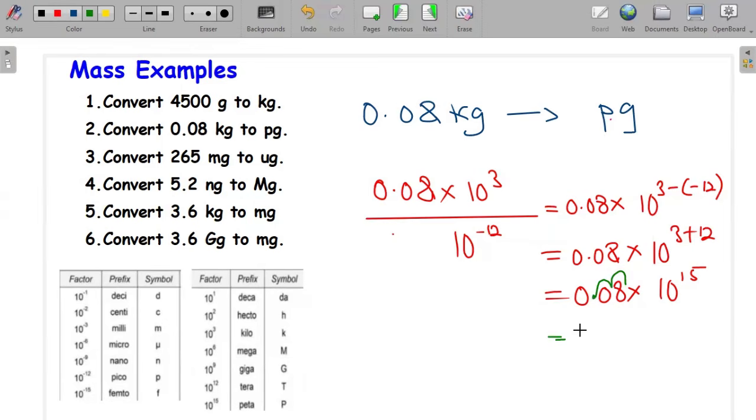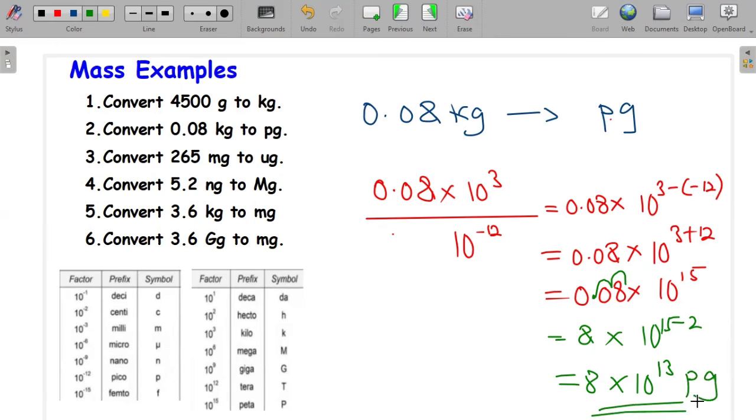Okay, so that will just be 8, because the decimal point is now on the right side of the 8. And then multiplied by 10 to the power 15. Then since I've moved to the right, I have to subtract a 2 from this power since I've moved 1, 2. So that will just be 8 times 10 to the power 13. Okay. And then this will be picograms. Okay. So that will be picograms there. All right. So any questions there, guys?